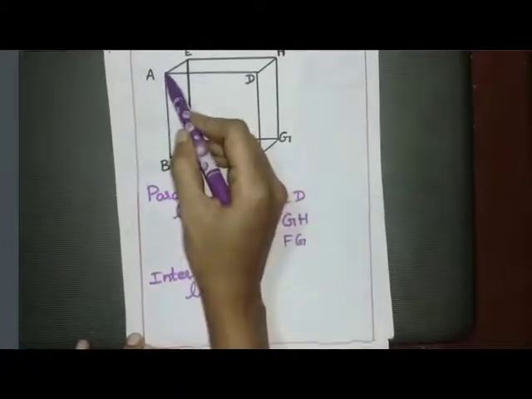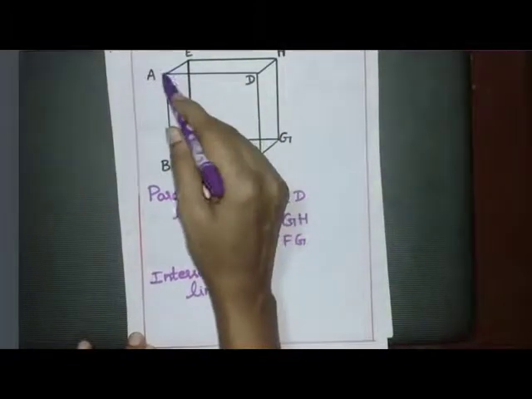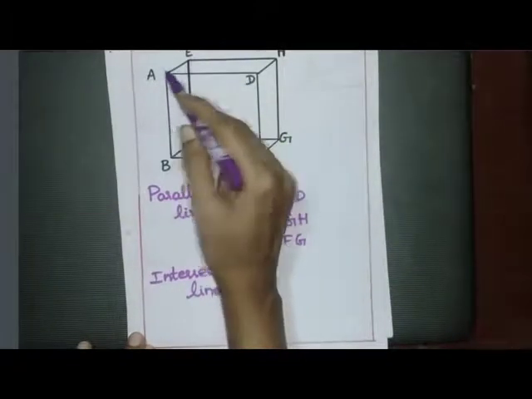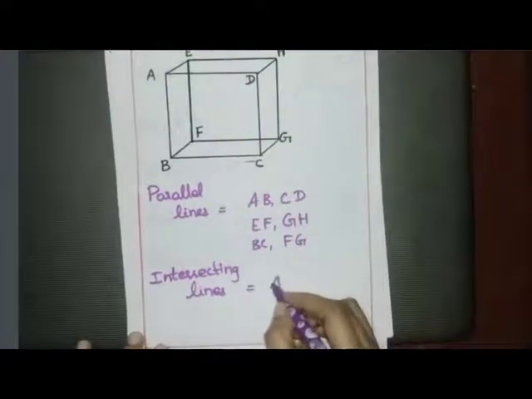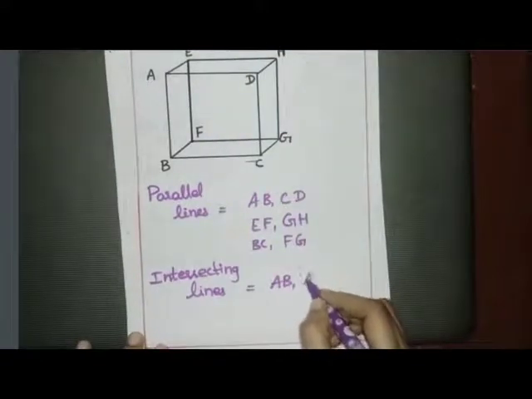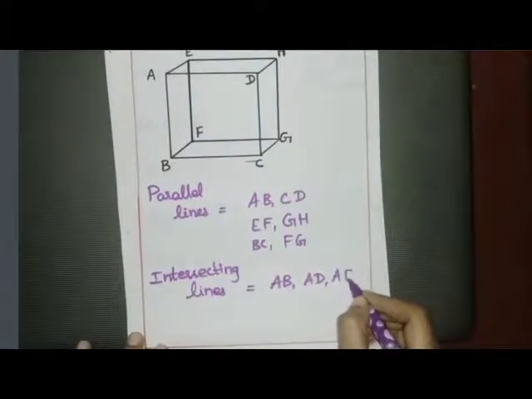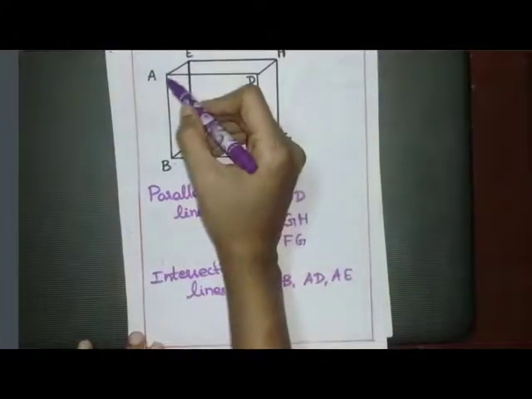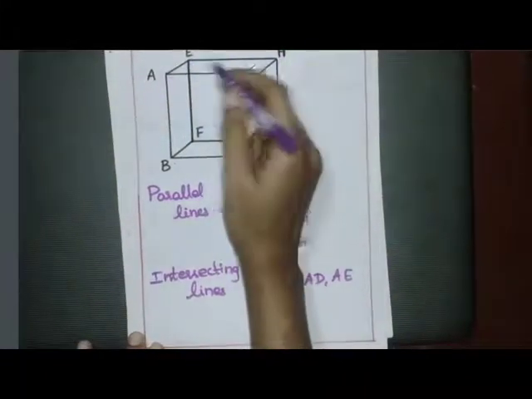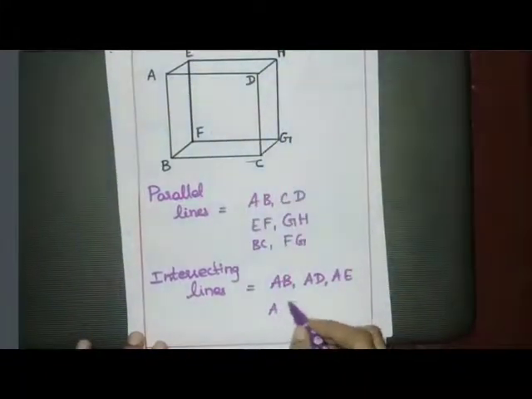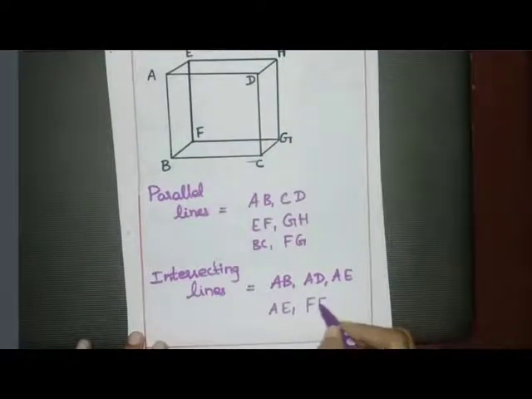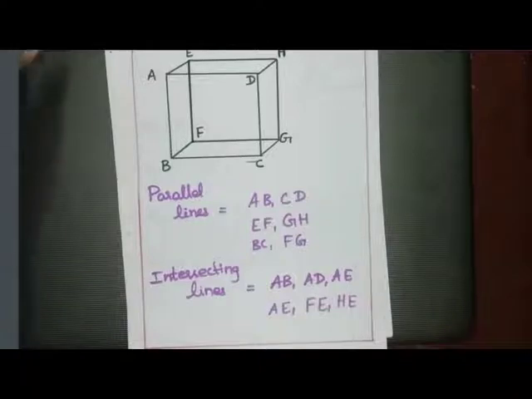So first I am writing for A. So AB, AD and AE intersect at A. AB, AD, AE. For E, AE, FE and HE. Similarly, write the other pairs.